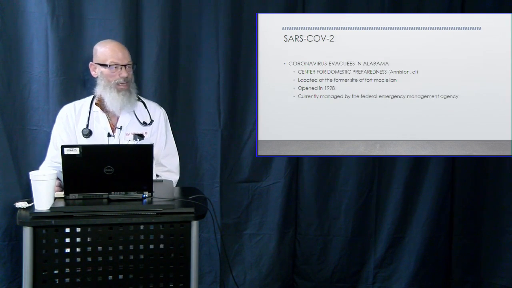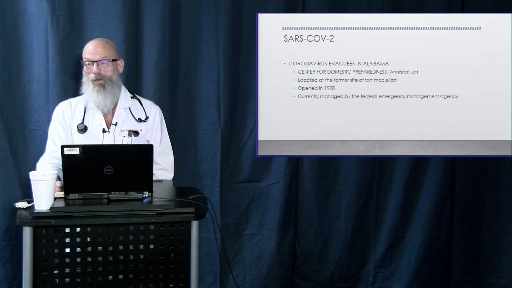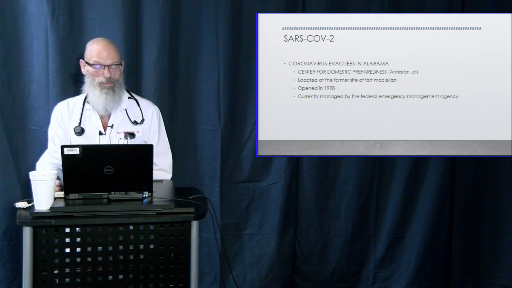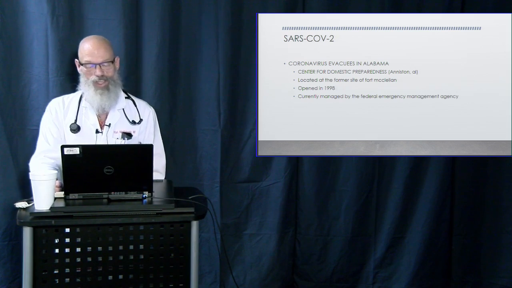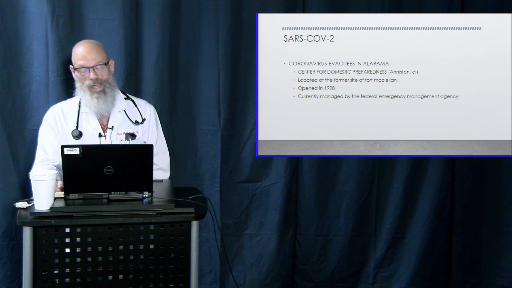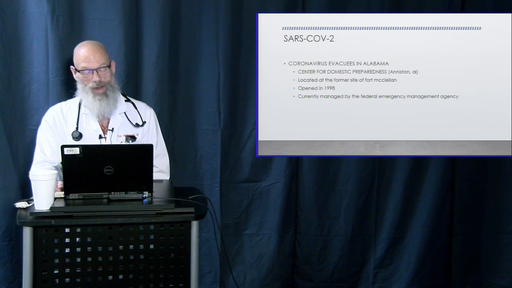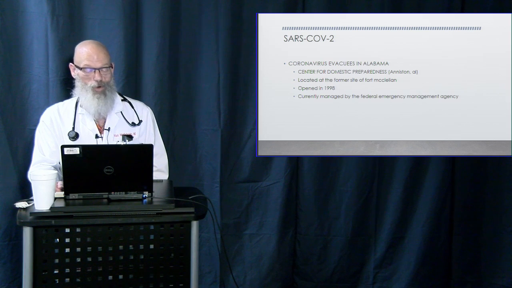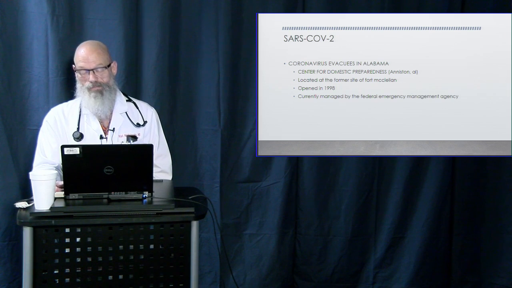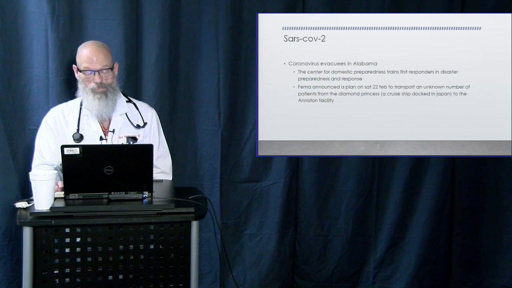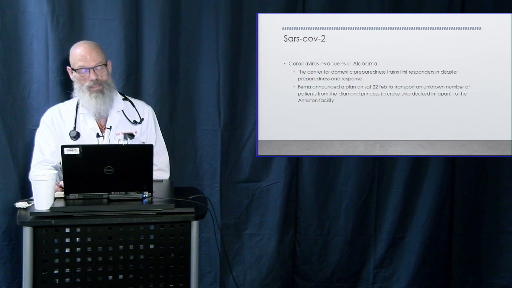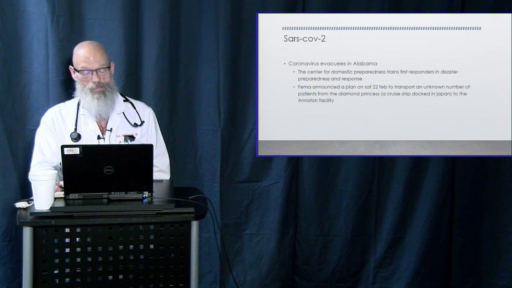I went ahead and put this slide in here, well, this next few, when there was the report that they might bring cruise ship refugees to Alabama. That created a fair amount of local interest. In Anniston, there is a Center for Domestic Preparedness at the former site of Fort McClellan. It opened in 1998. It's currently managed by Federal Emergency Management Agency. This center trains first responders in disaster preparedness and response.